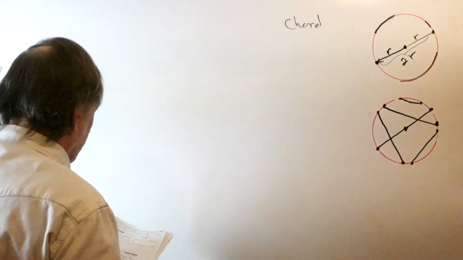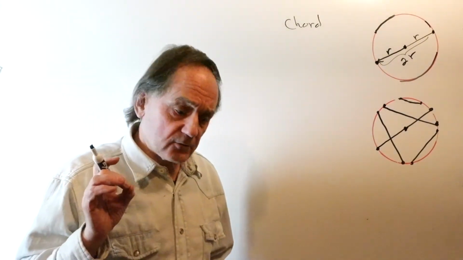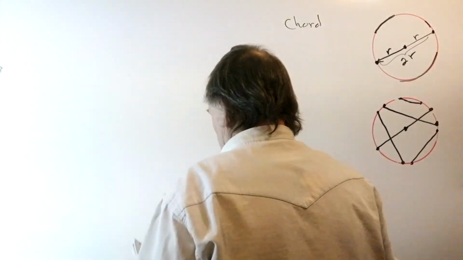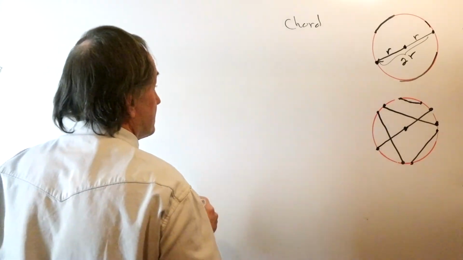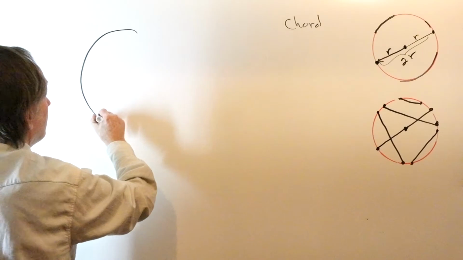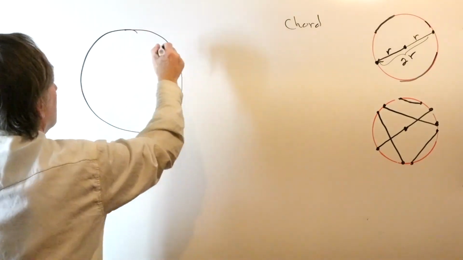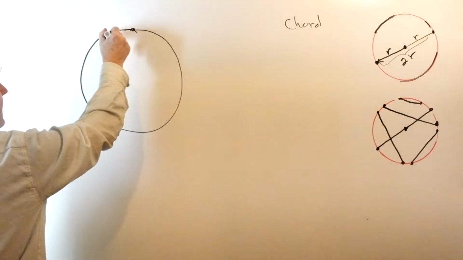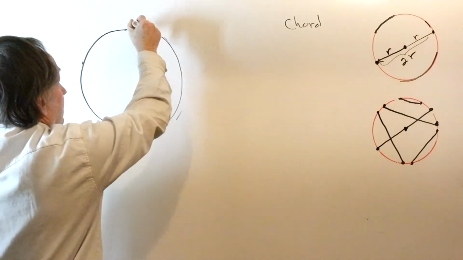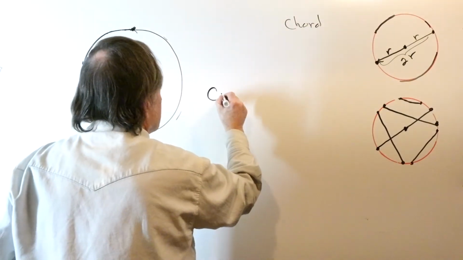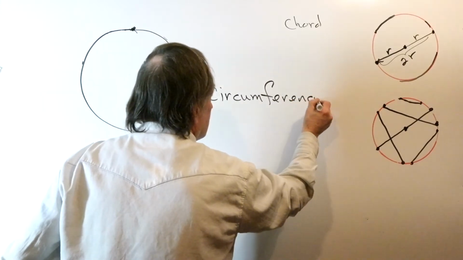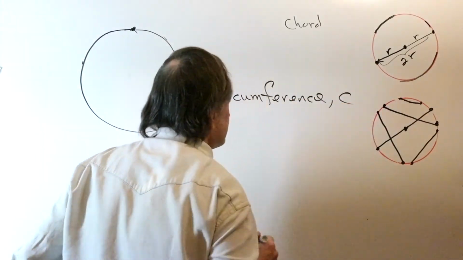Now, for any circle, no matter how big or small, the length around the perimeter of the circle is called its circumference. So if we have the circle, if we start at a point and take a tape measure, go all the way around the circle, that length we call the circumference. And I'll designate it with the letter C.